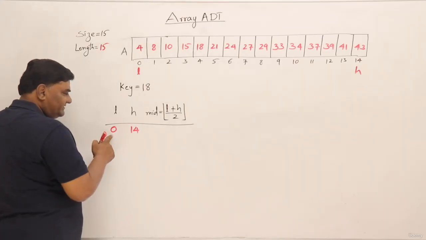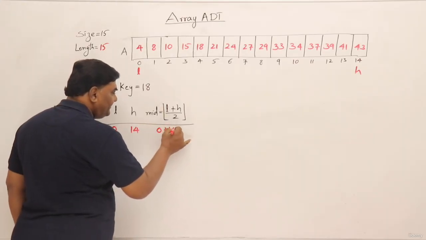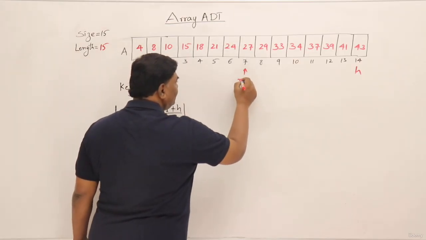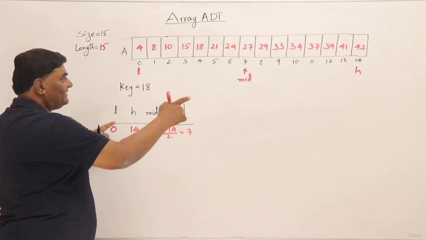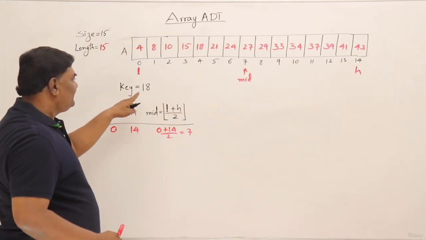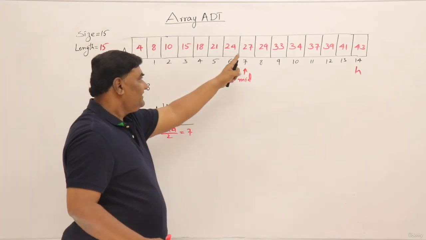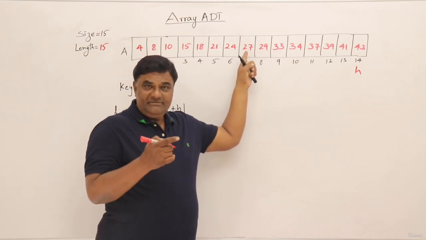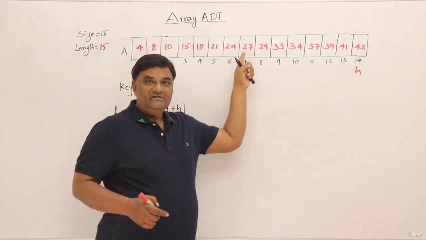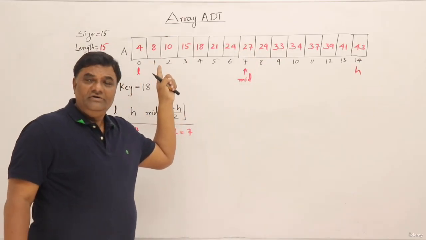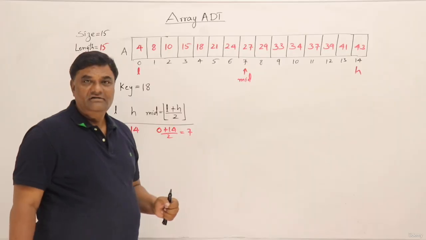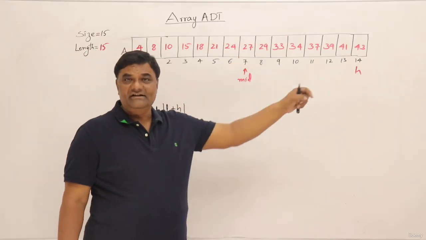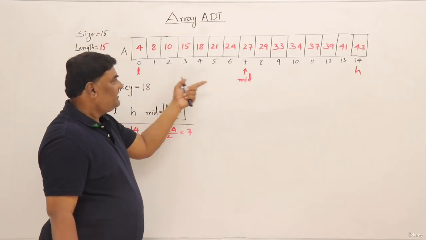Find out mid. 0 plus 14 by 2 is 7. Mid is 7. So if low and high are given, calculate mid. Now check if this key element 18 is present here. No, this is not the key element we are searching for. Then is our key element smaller or greater? It's smaller. So it is on the left hand side. How can you say that? Because the list is sorted. If the key element that we are searching is greater than this one, then definitely it is on the right hand side. But our key element is 18, so it is on the left hand side.